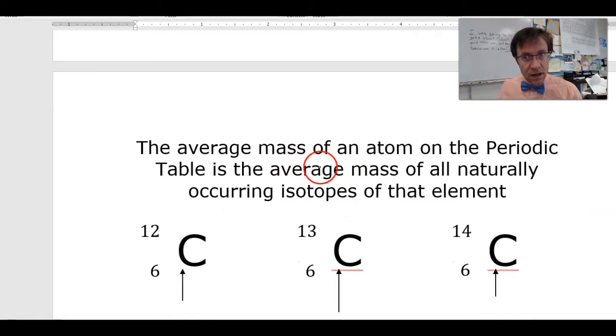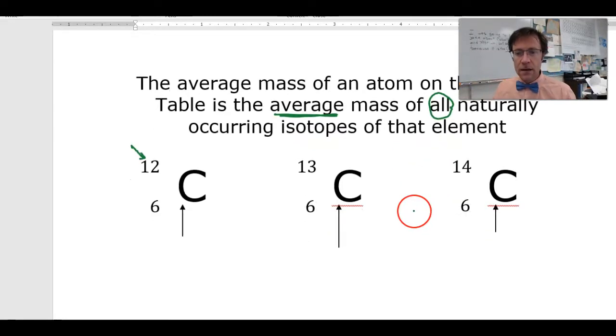This happens all the time where people look at the periodic table, and this number up here on the periodic table is a decimal, right? What that means is it's an average. The periodic table gives us the average mass of all the naturally occurring isotopes of that element, and it is a weighted average. We're going to look at how we calculate that next time. But for right now, let's look at these 3.